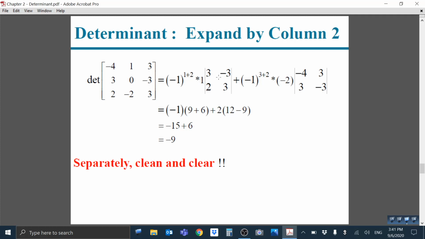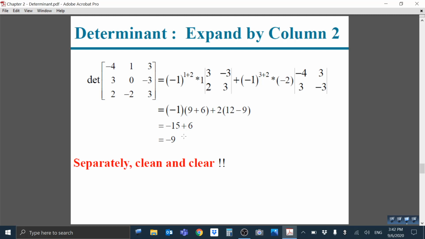So now I only have two pieces. So -1 to the power 3, which is -1, times 1 is -1. So -1 times the determinant of this 2 by 2 matrix, which is 3 times 3 minus 3 times 2, so it's 9 minus 6. Be careful with the signs. Plus, here I have -1 to the power 5, which is -1, times -2, so that's 2, so plus 2 times the determinant of this smaller matrix, which is -4 times -3, which is 12, minus 3 times 3, which is 9. Here we go. Compute everything. Determinant of this 3 by 3 matrix is -9.